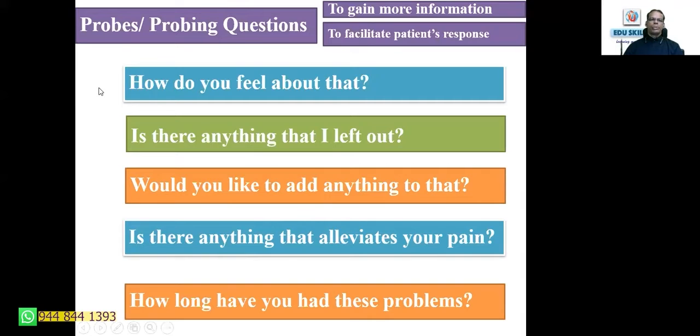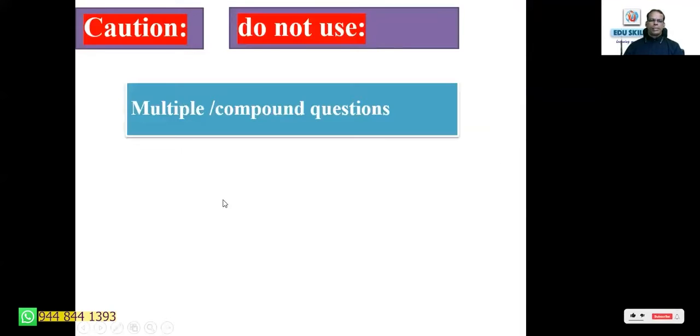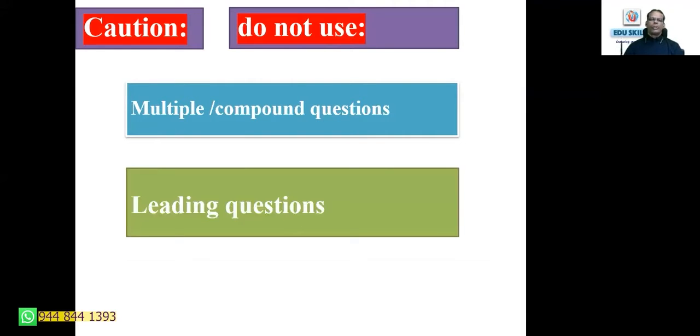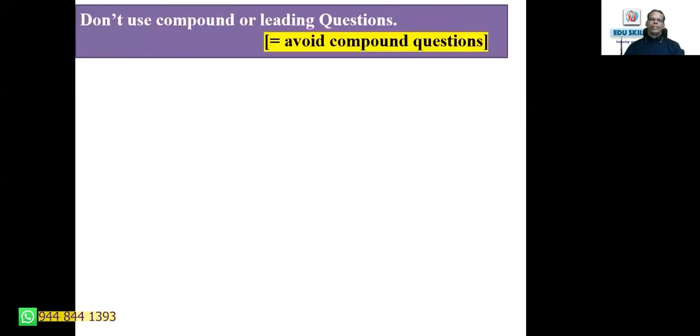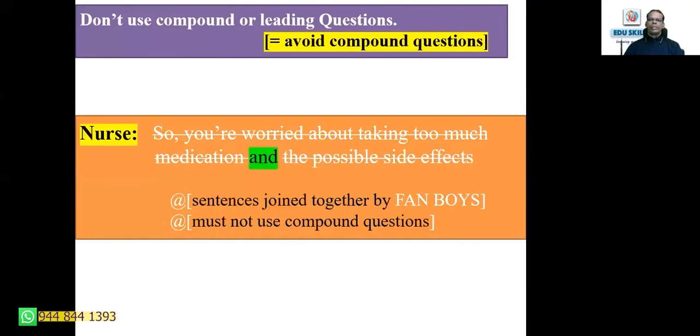Don't worry, I'm coming back to the way how to ask questions. And this is only background, I tell you. Today's main focus is how to frame questions. So question, do not use multiple questions or compound questions. Both mean same. And do not use leading questions. Leading questions usually don't give the patient freedom to answer properly what they want. Okay. Don't use compound or leading questions.